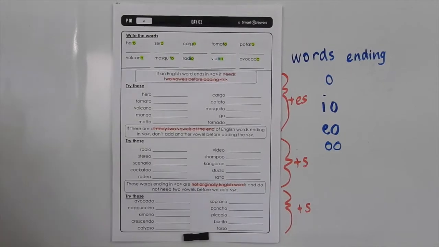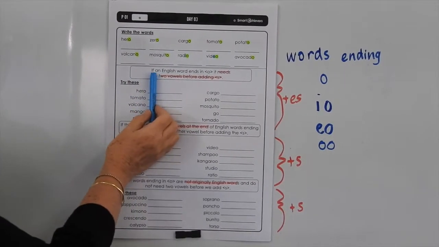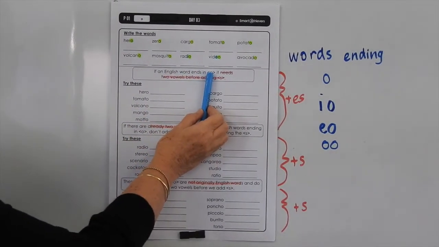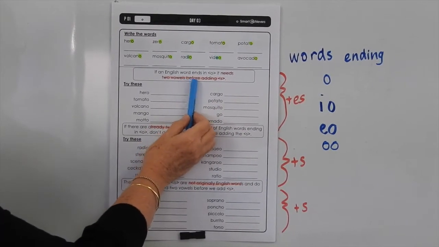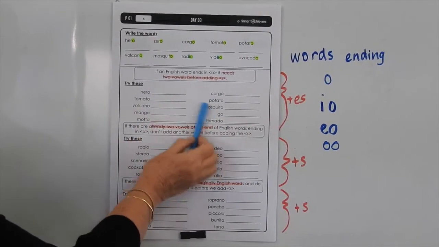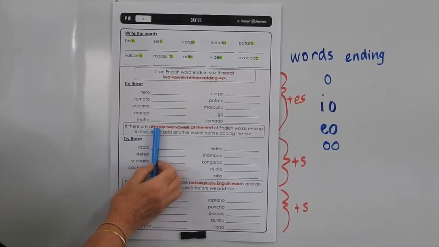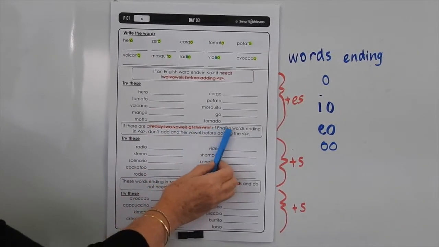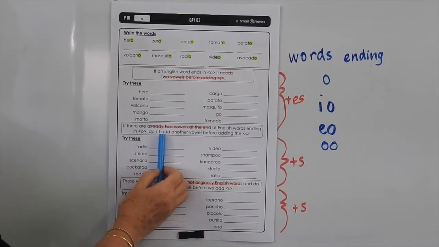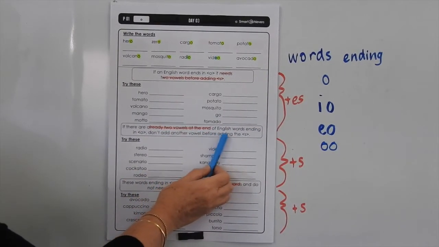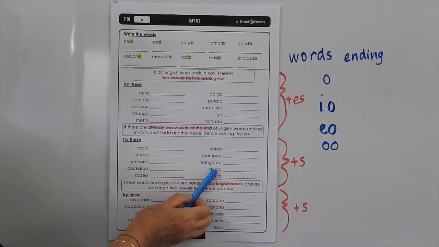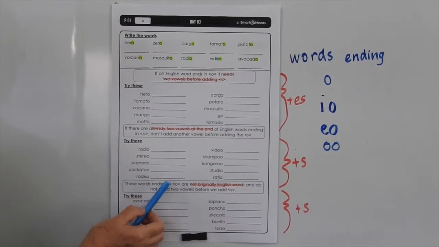Now what you have to realise here is that the rule is that if an English word ends in O, it needs 2 vowels before we add the S. So you're going to have to apply that to these words. Then down here, if there are already 2 vowels at the end of English words ending in O, don't add another vowel before adding the S. So I've given you some examples there. We just have to add the S.